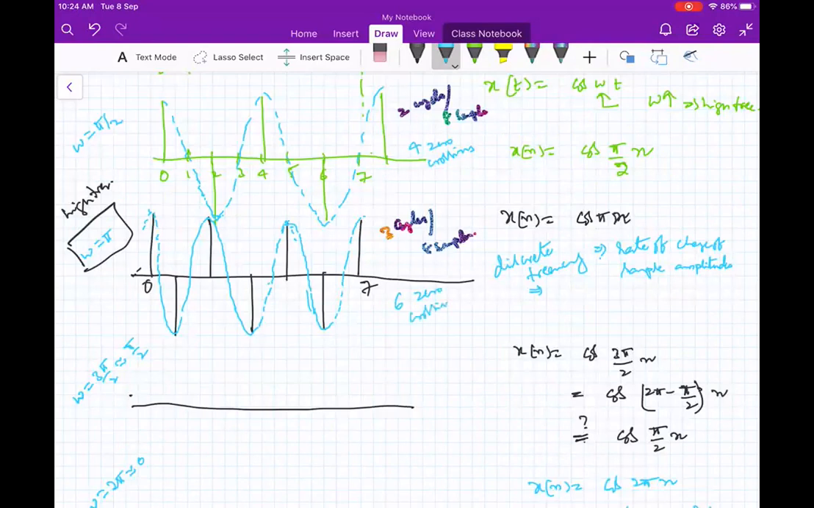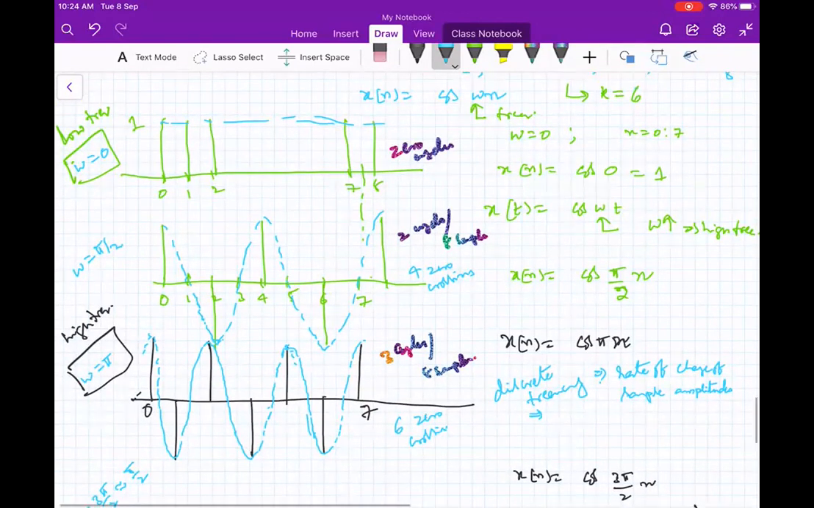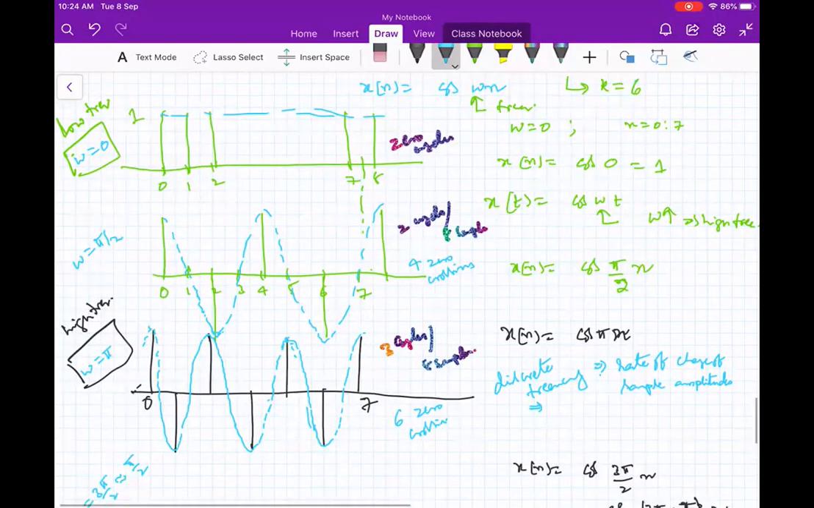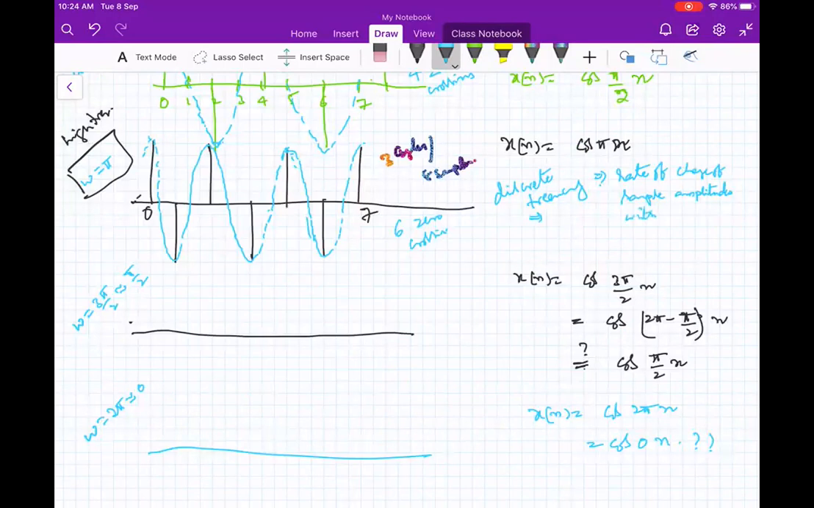So the more the number of zero crossings, the higher the frequency. That is another way of defining frequency. But the absolute best definition is rate of change of sample amplitudes with time, or with the independent variable.